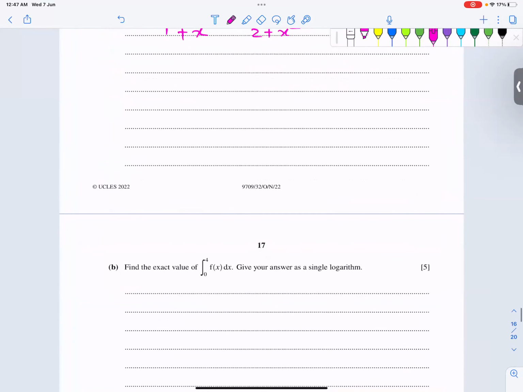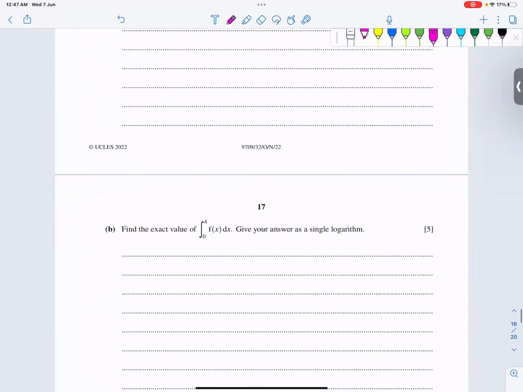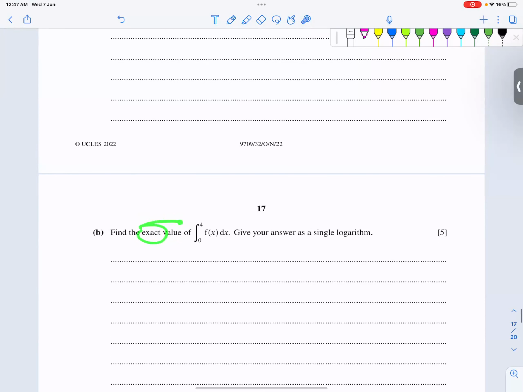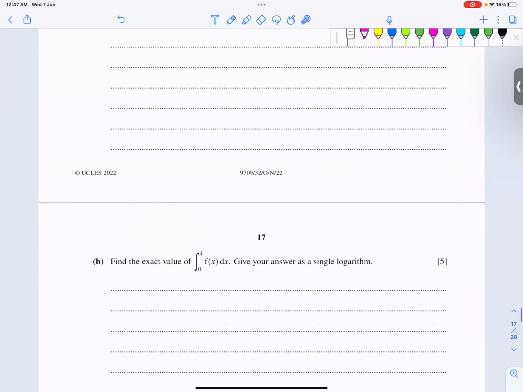The next is: find the exact value of the integral from 0 to 4 of f of x dx. Give your answer as a single logarithm. Now, please do not forget this word, as I did in some previous question: exact value. You don't use a calculator in this.